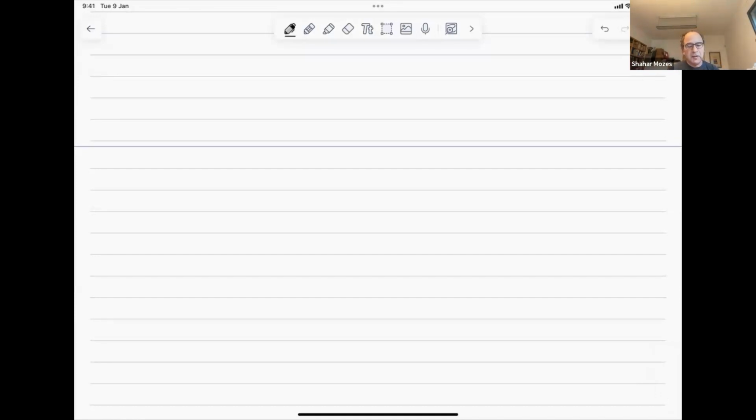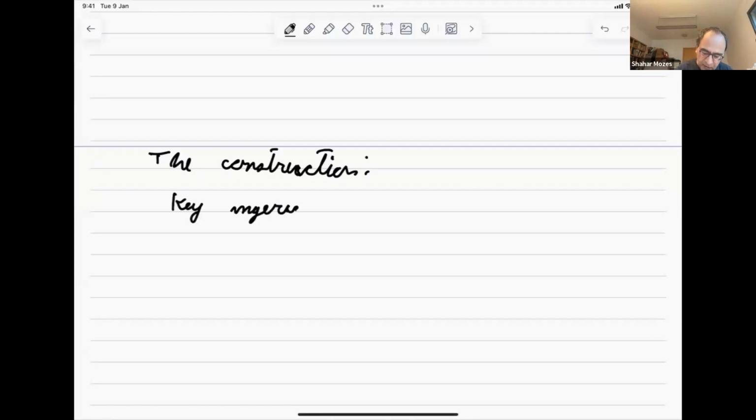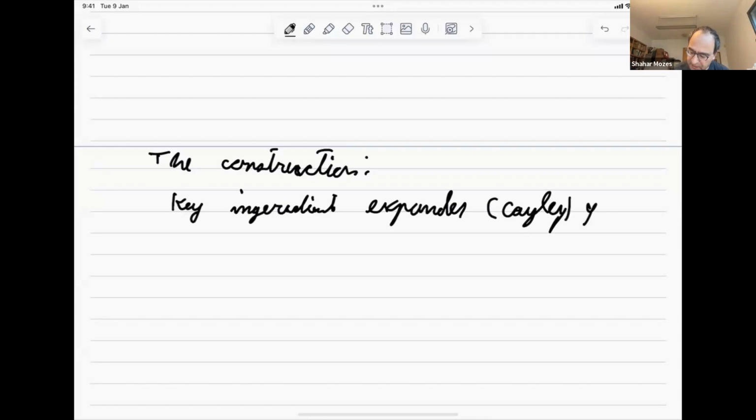which, as you'll see, is very elementary, but uses some nice combinatorial objects related to groups. So the construction. The key ingredients are expander graphs, but actually higher expanders, Cayley graphs, and we're going to use higher dimensional complexes.